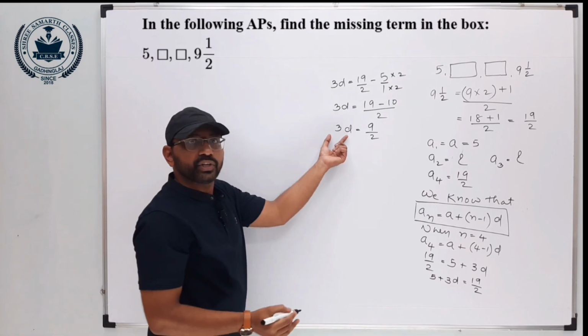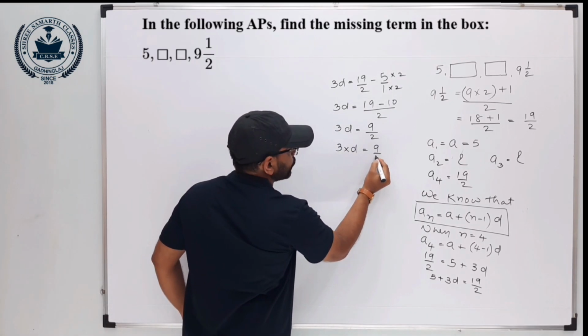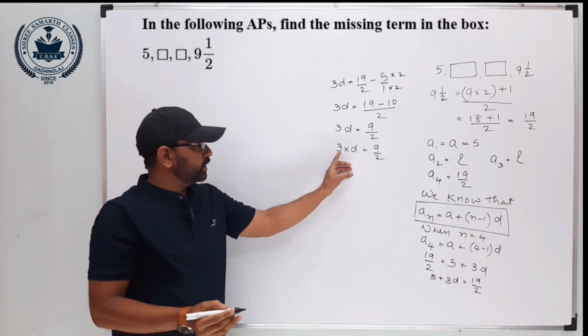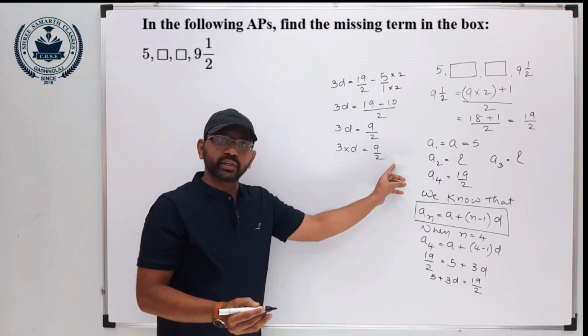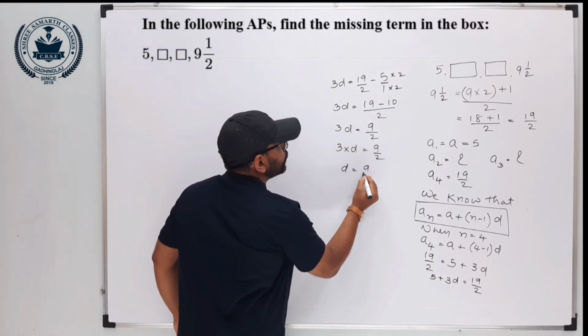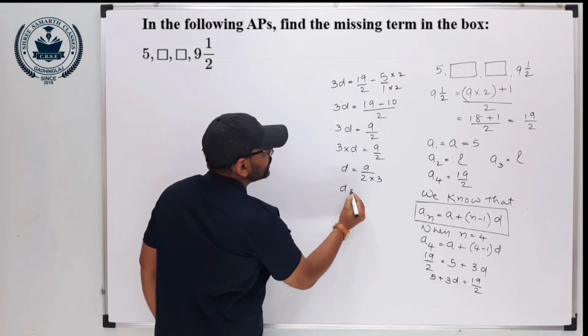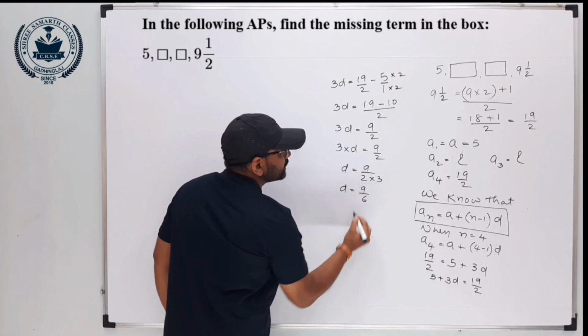Yes. Now this is 3d. 3d means 3 into d is equal to 9 upon 2. Here multiplication is there. Now if 3 is transposed to the right hand side, it gets divided. So d is equal to 9 upon 2 into 3. So what is the answer? d is equal to 9 upon 6.